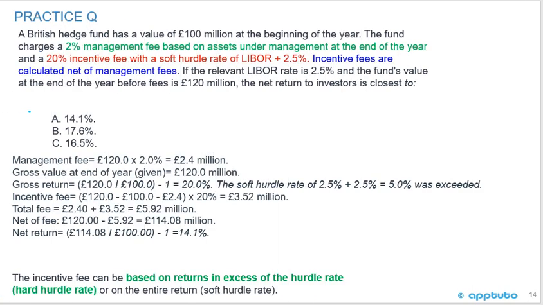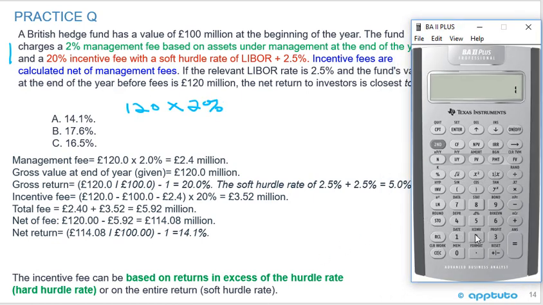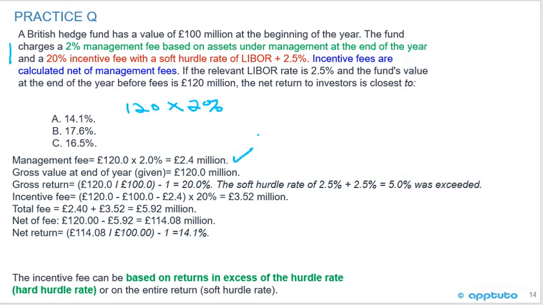Okay, I think you'll find by now that these questions are getting a little bit easier, but you just need to be very careful reading what's required, okay? So again, I put in green here a 2% management fee based on assets under management at the end of the year. End of the year. They're giving us 120 million pounds at the end of the year times the 2%, okay? So again, the management fee, I don't think that's hard to calculate. It's 120 million pounds at the end of the year times our 2%. We've got 2.4 million for our management fee, okay?